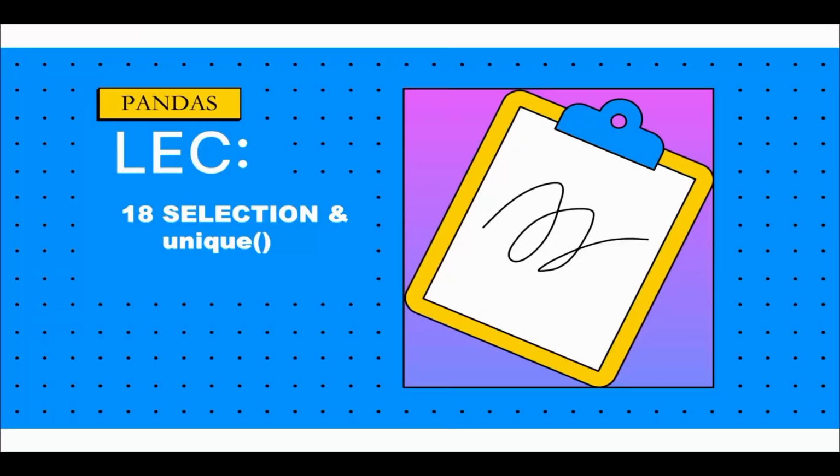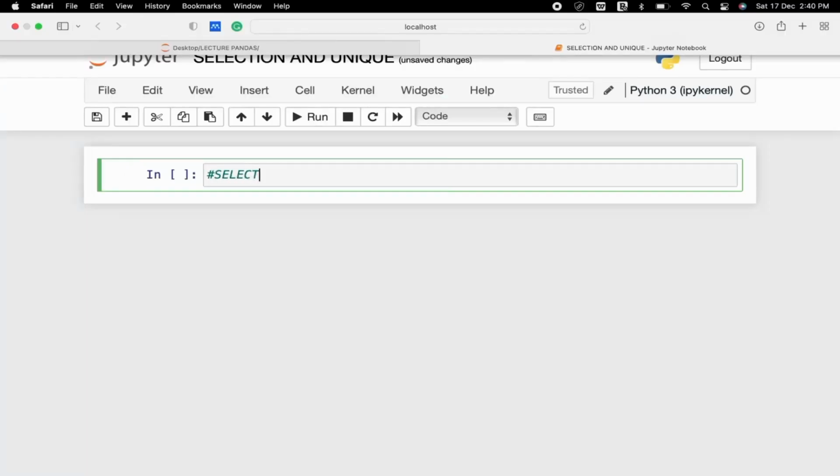Hi guys, welcome back to our course on pandas. In today's lecture, I'm going to teach you how to combine multiple conditions using selection and how to extract information about unique elements from a data frame. So let's get started. So today's topic is selection and information on unique elements.